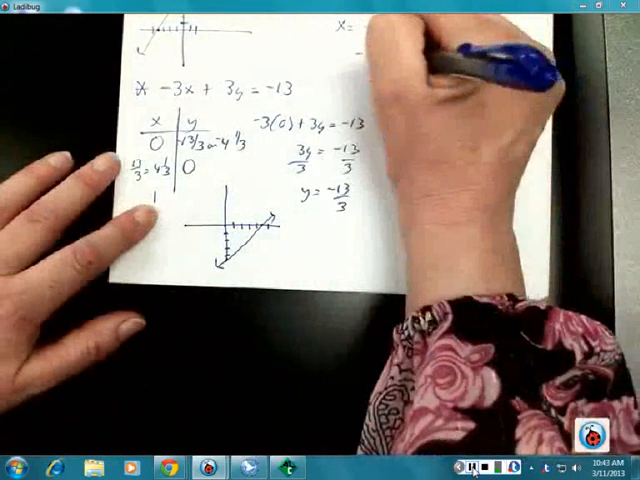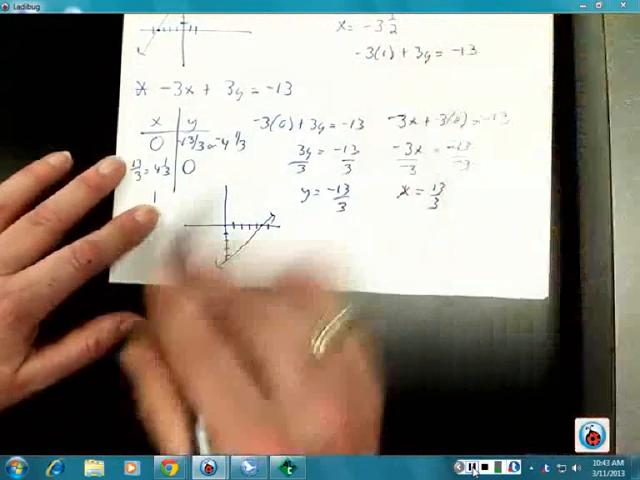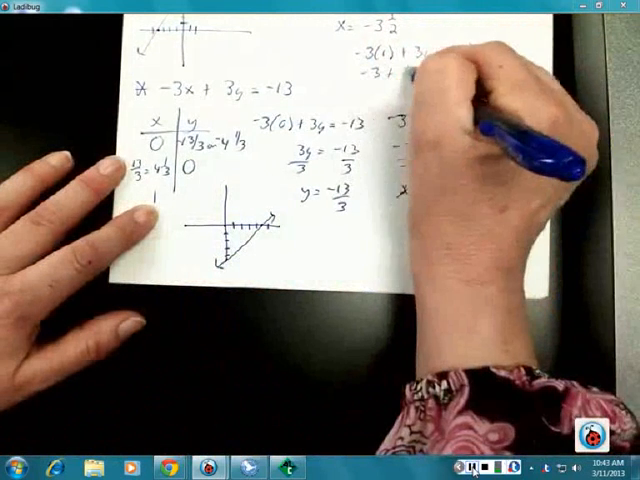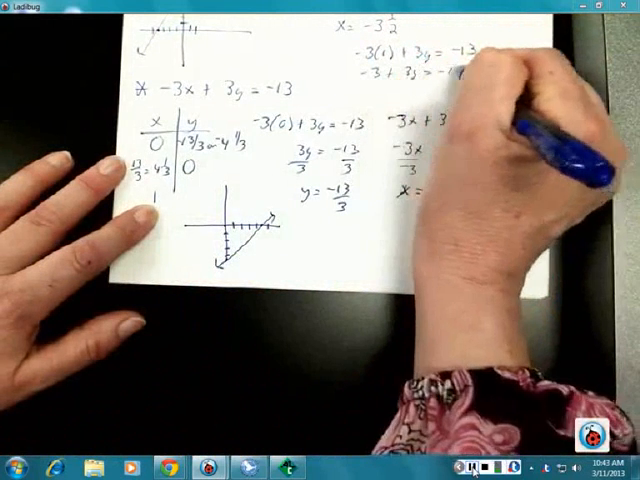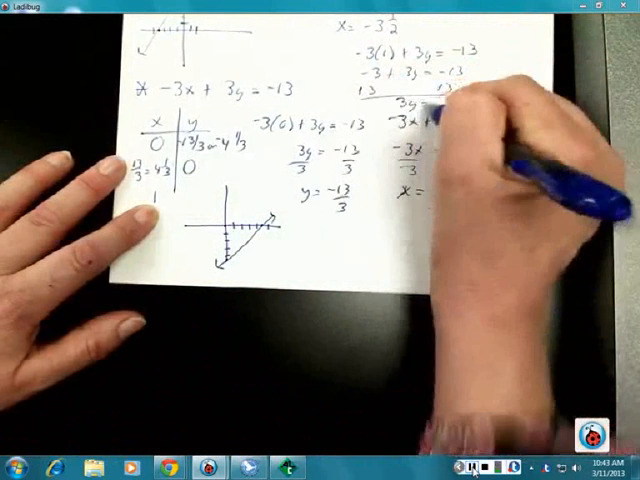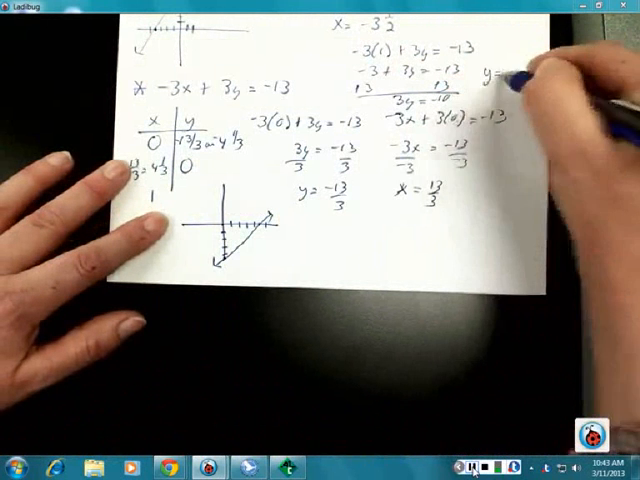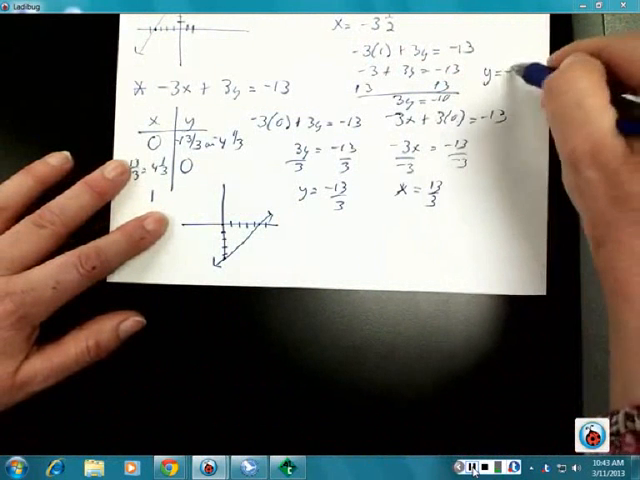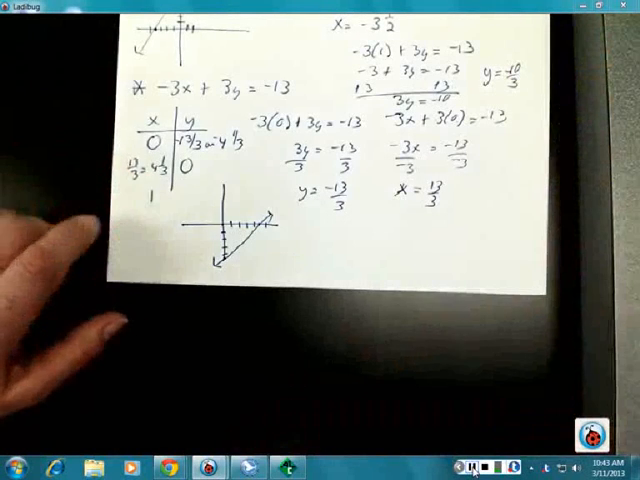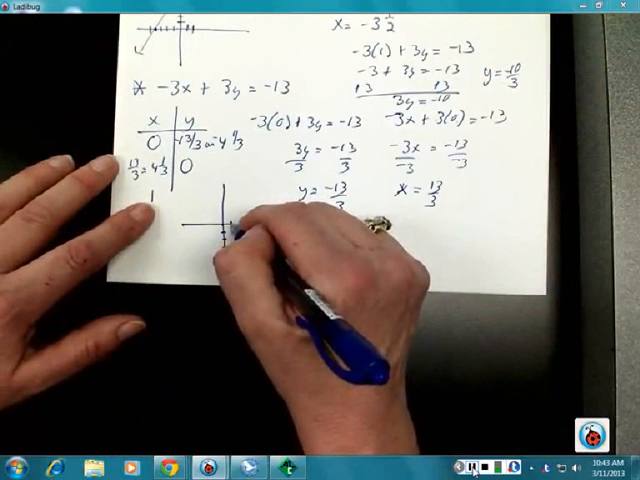So negative 3 times 1 plus 3y equals a negative 13. So a negative 3 plus 3y equals a negative 13. Add 3. So 3y is equal to a negative 10. So y is going to be equal to a negative 10 thirds. So when I'm at 1, I better be down at 10 thirds, which is 3 1/3.